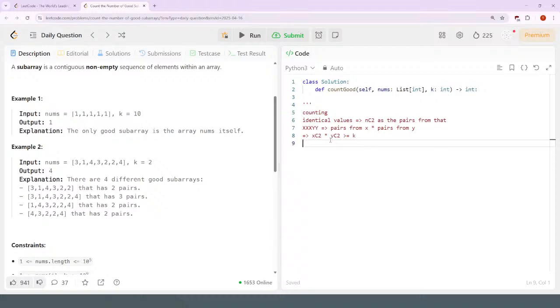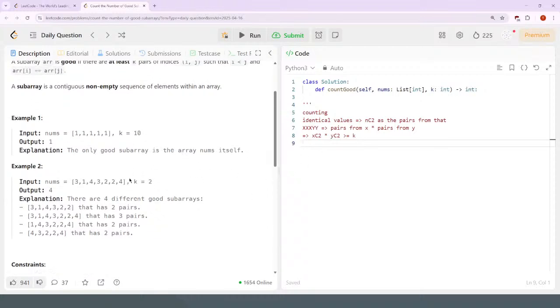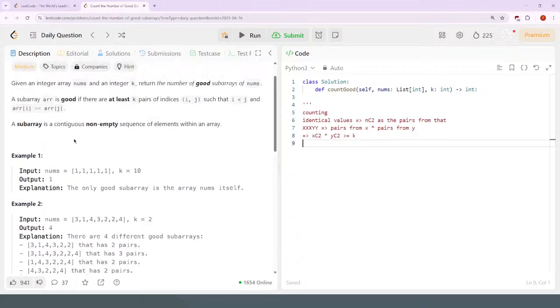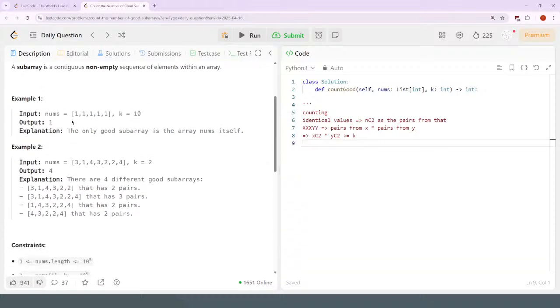So subarrays has to be, no, doesn't have to be contiguous. Could be, no, subarray is contiguous. Okay, so generally this seems like a sliding window where you track the number of identical values within your window. Is that correct?